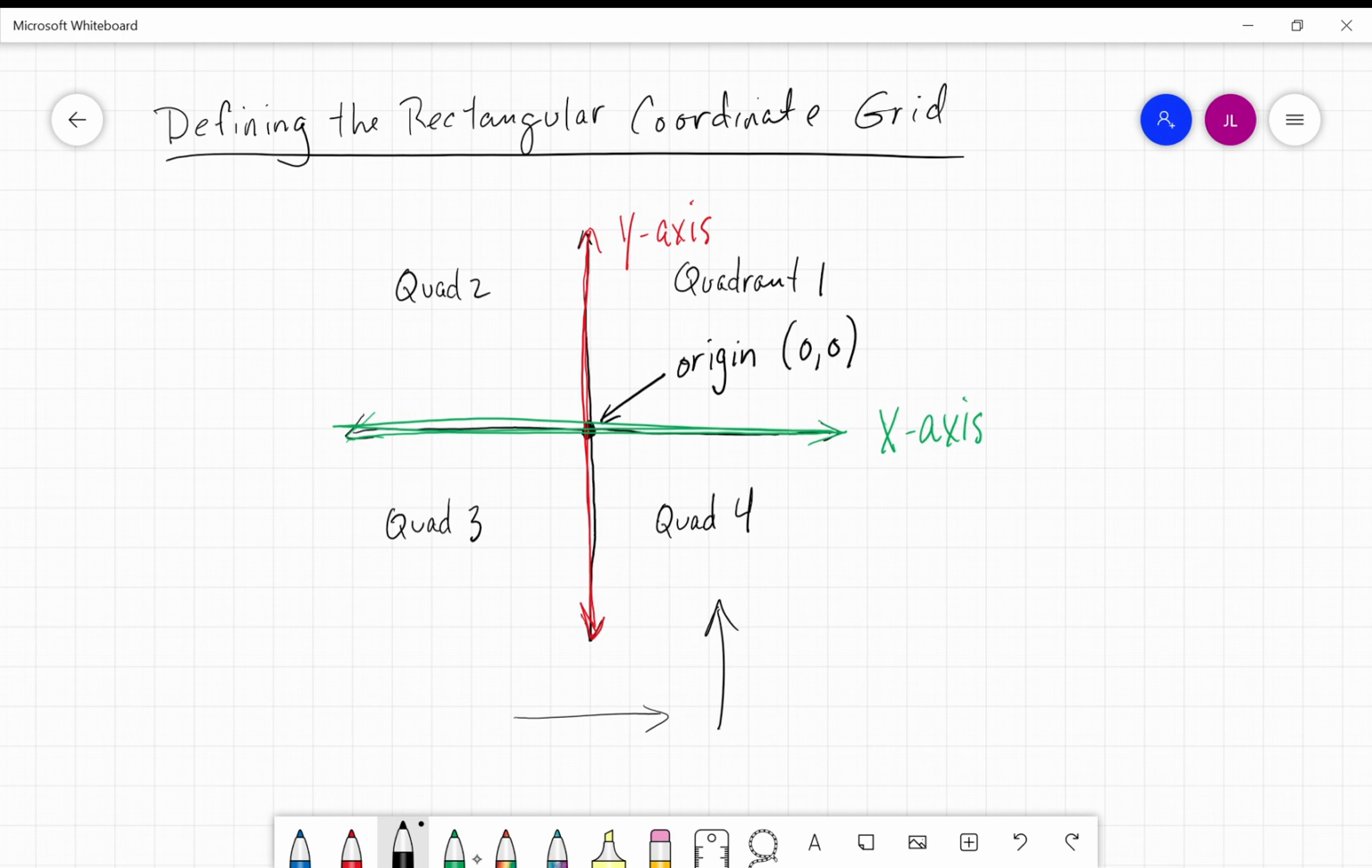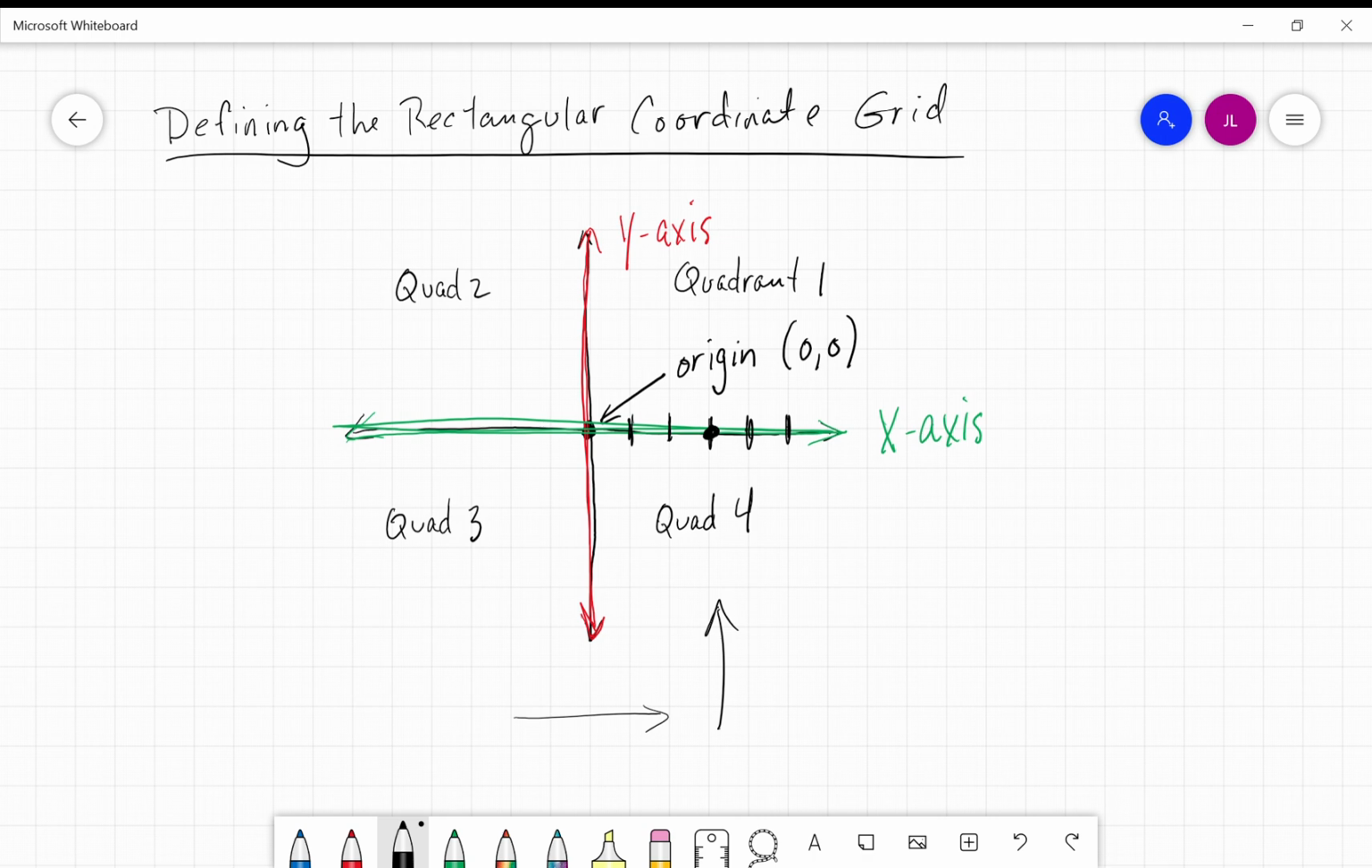Now on the x-axis, each one of these hashes at this point will indicate a value of 1. So if we were to go, say, to here, we would be 1, 2, 3 to the right of the origin. So that's 3 on the x-axis.